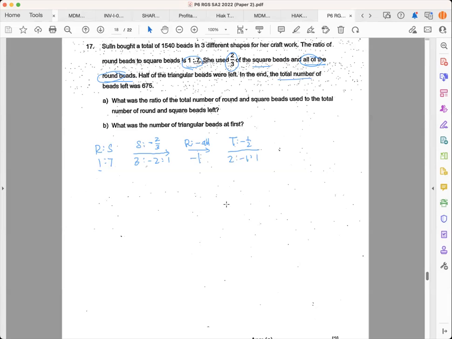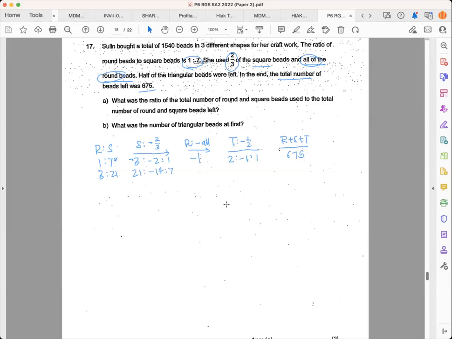Finally, they say the total number of bits left was 675. So the remaining rectangle, square, and triangle add up to 675. Now let's look for a common base. The square over here and the square over here have to be the same because it's the before values of the square. So let's make it 21 times 3. I get 3. 21 times 7 over here, I get 21. 14, 7.